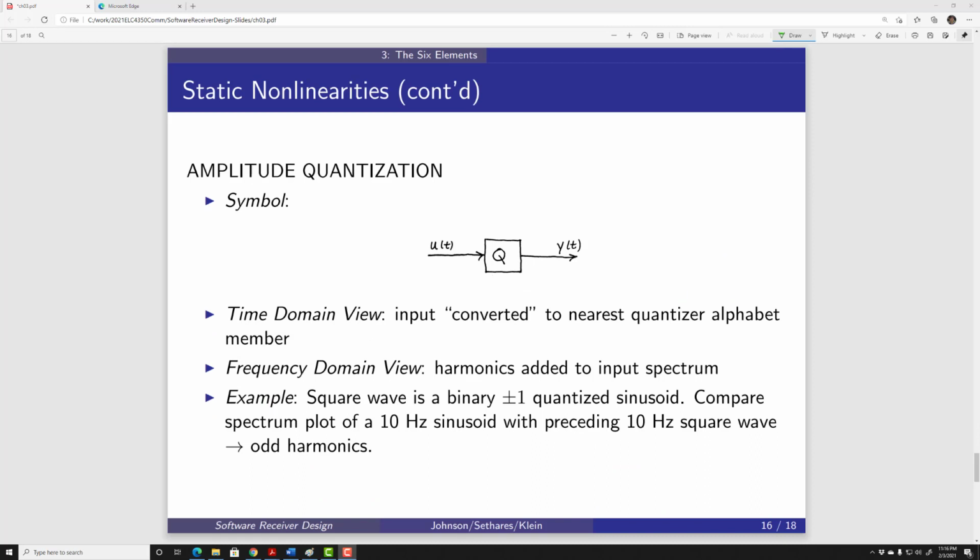Quantization is another example of a nonlinear operation. Quantization is where you map the signal to the nearest quantized alphabet member, or the quantized levels. So in the frequency domain, we will see that additional components are added. These are the harmonics added to the input spectrum. We have some additional spectrum, so the frequency part will change.